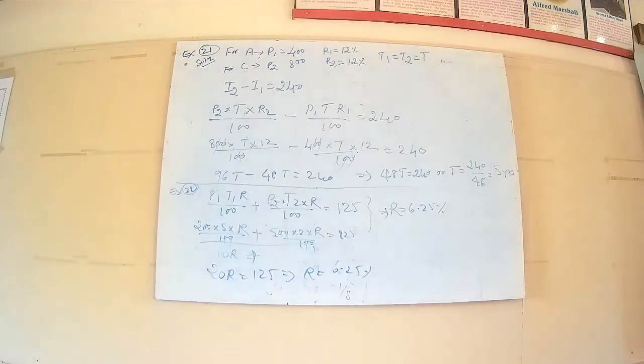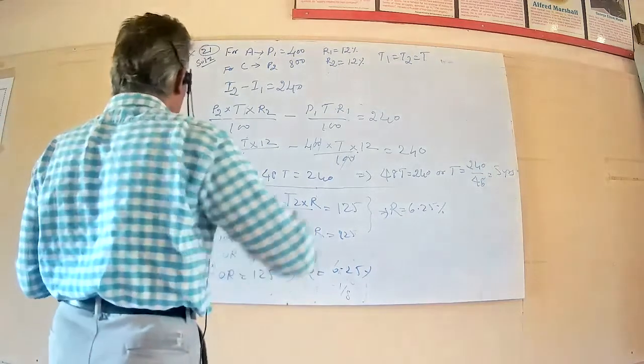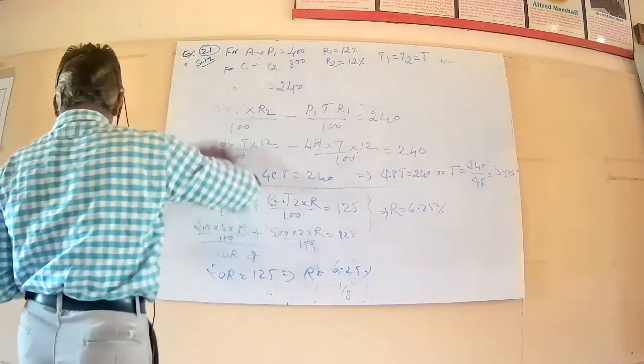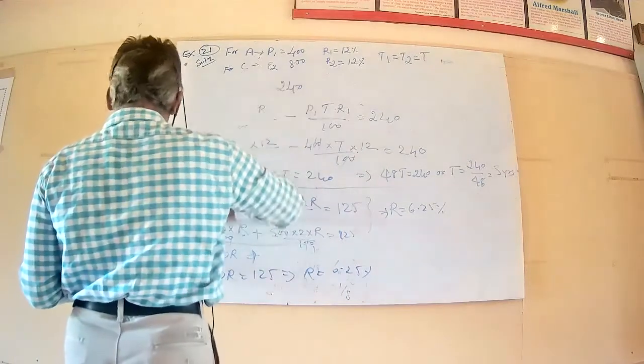Next is example number 23. A borrows a certain sum of money from B.